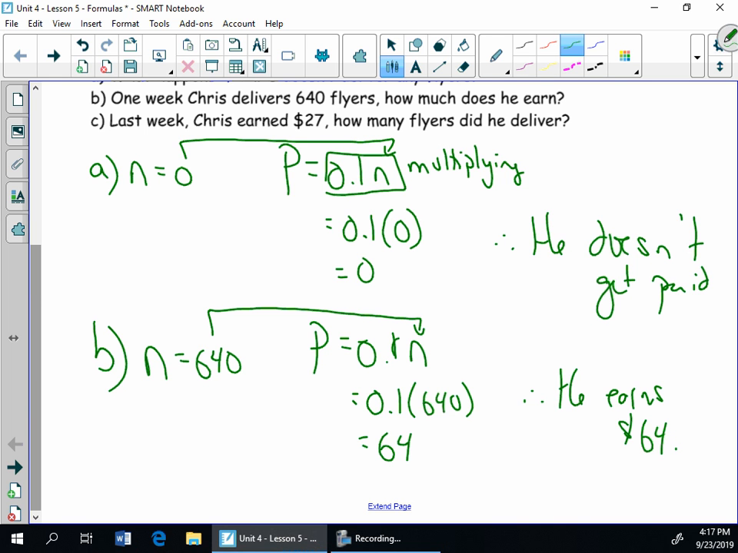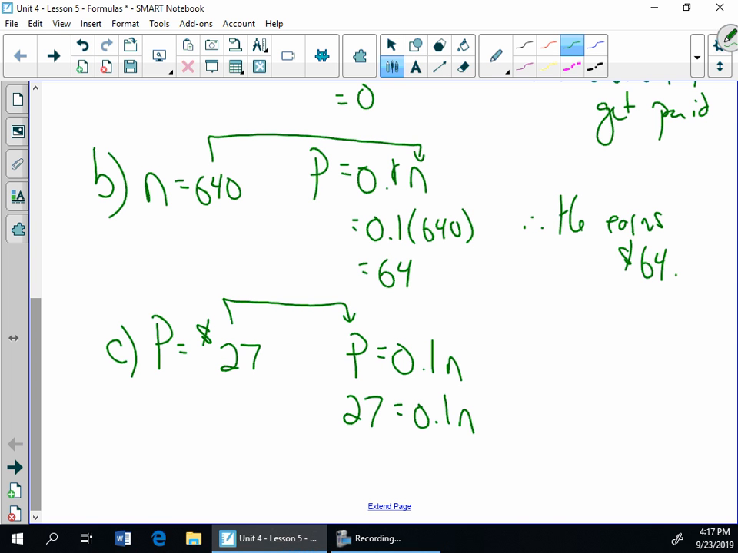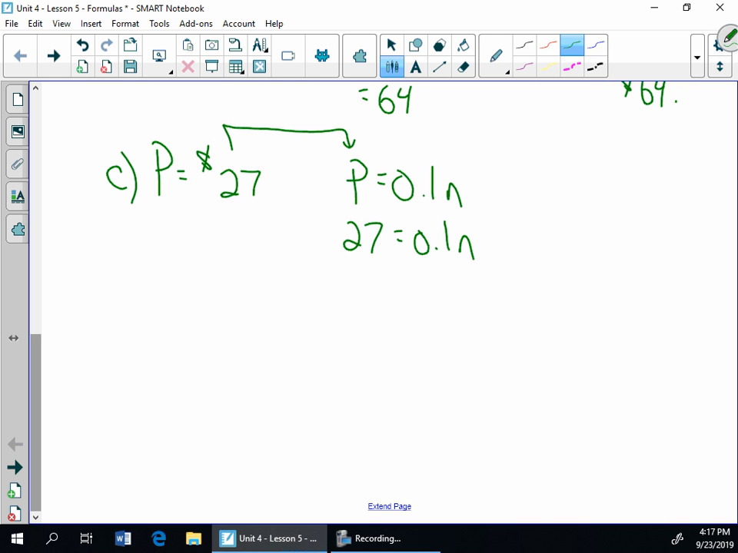Okay, part C. Last week, Chris earned $27. How many flyers did he deliver? So in C, they're telling us how much he got paid. He got paid $27. So if I take my same equation, 0.1n, this time I'm going to replace the P value. P becomes 27. I don't know how many flyers, that's what I want to find out. This is an algebraic equation. To get n by itself, I divide. Whatever I do to one thing, I do to the other side. He delivered 270 flyers.